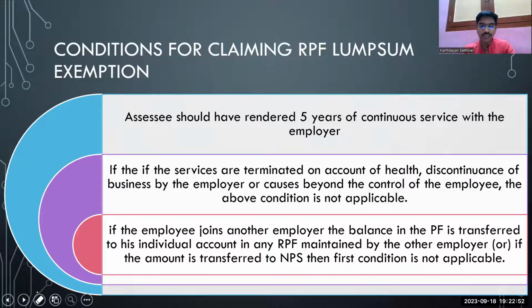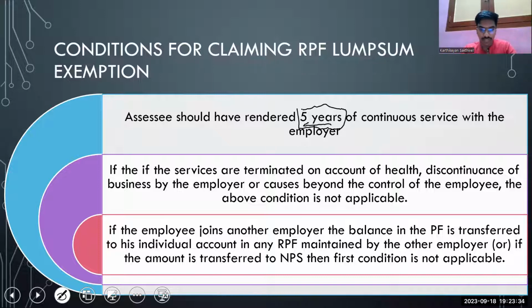Now, if you don't have 5 years of continuous service, but you're just terminating yourself from the employer and joining a different employer. Assume, for example, you are in PwC. After being in PwC for 3 years, you are quitting from PwC and joining KPMG. Now when you go to KPMG, if you are just not encashing the amount, what you do is, the account has a unique identification number. So you take that number to KPMG and tell them to contribute into that same account. Then, even though you have not completed 5 years of service, that will not be taxable.